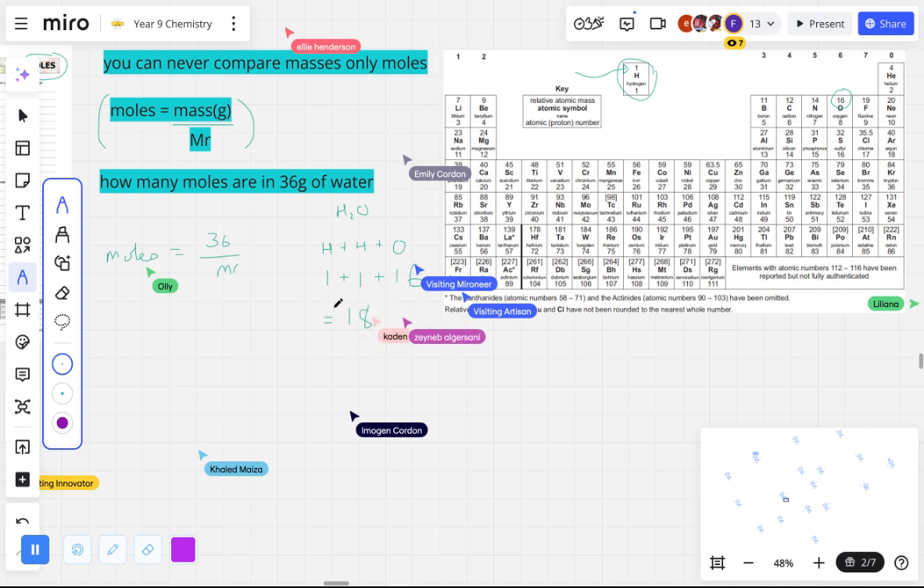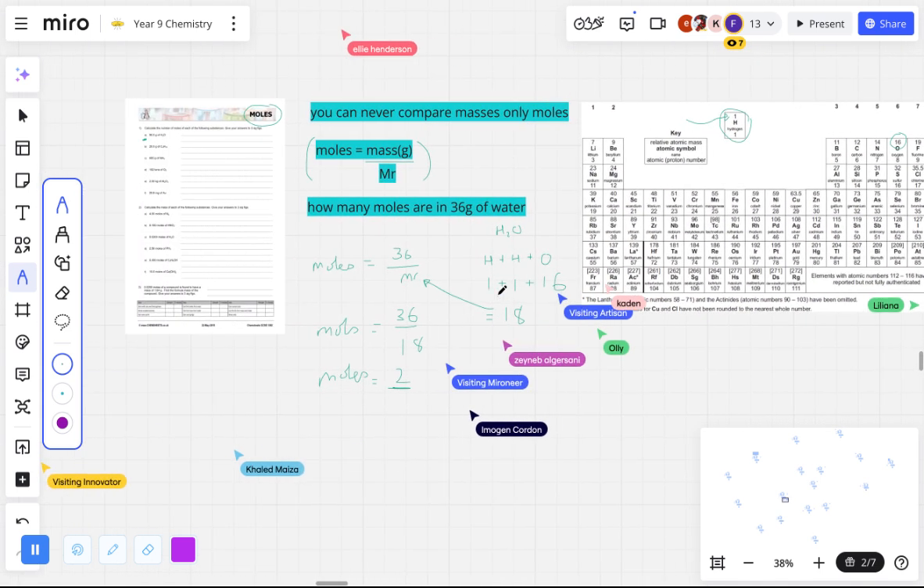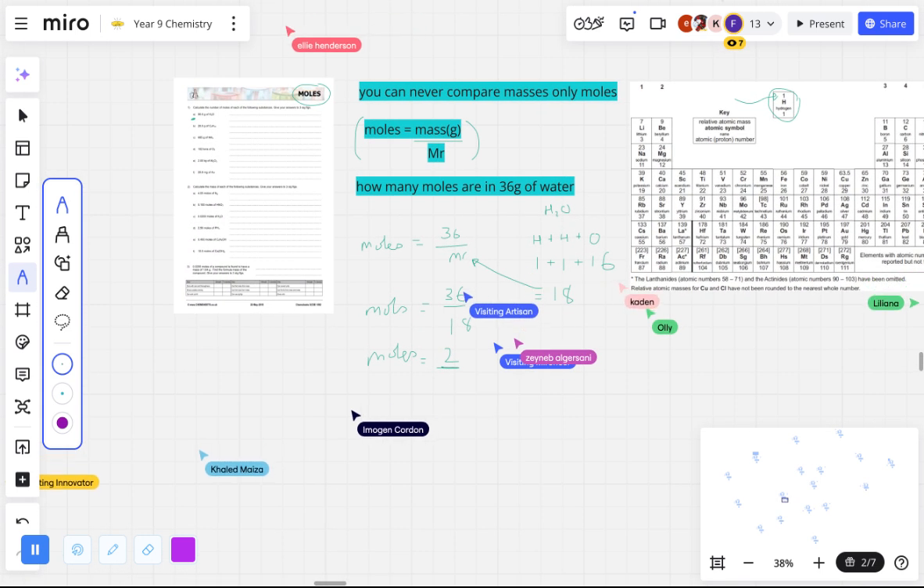I now substitute that 18 into that MR. So my moles is 36. My mass hasn't changed. It's in grams. I'm happy with grams, divided by 18. And that should give me the number of moles, which is 2. Always use a calculator. I do not care how easy the question is. We will never, ever not give you a calculator or a periodic table. All right? And that is how, year 9, you calculate moles.